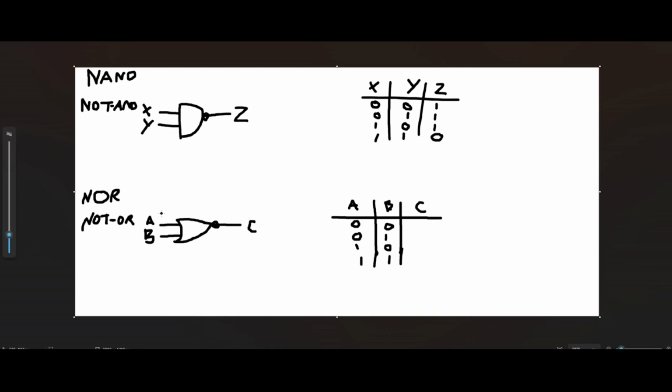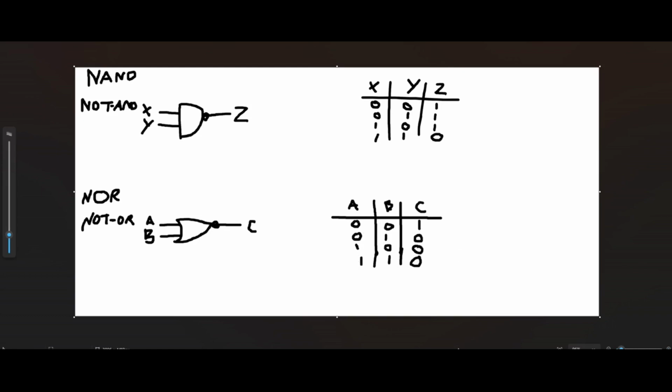And the same applies for a NOR gate. For any output, it would be the opposite of what an OR gate would have yielded. So we know that an OR gate is always true unless both inputs are false, in this case right here. And since this is a NOR gate, and that is getting inverted at the output, this would actually result in true, and everything else would be false.